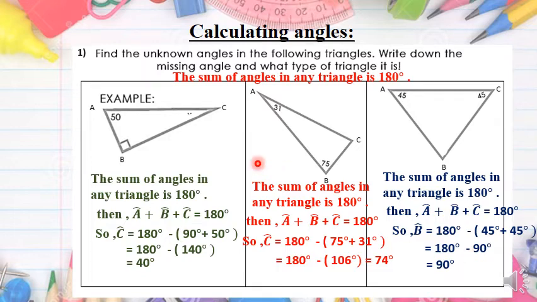Now let's write down the kind of each triangle. Here it's 40, 50, 90. So it's a right triangle. It has a right angle. Here we have three different angles, no equal sides, no right angle. So it's a scalene triangle. Here we have a right angle and two equal angles. So it's a right isosceles triangle.